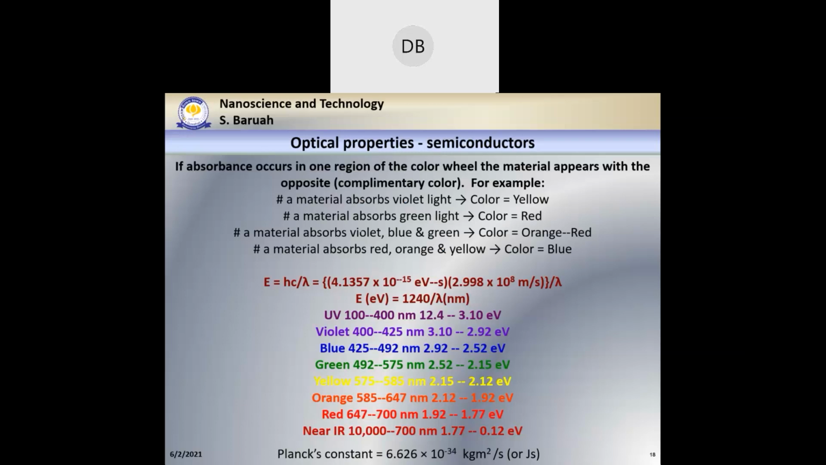A material absorbs violet, blue, and green, so it's a wider band gap, absorbing more colors, and we'll see between orange and red. There's a variation of the red, more towards orange. Similarly, if a material absorbs red, orange, and yellow, then we'll see it blue. That means gold nanoparticles or silver nanoparticles mostly come also blue. So depending on the size and the shape, the absorption varies and the color varies.